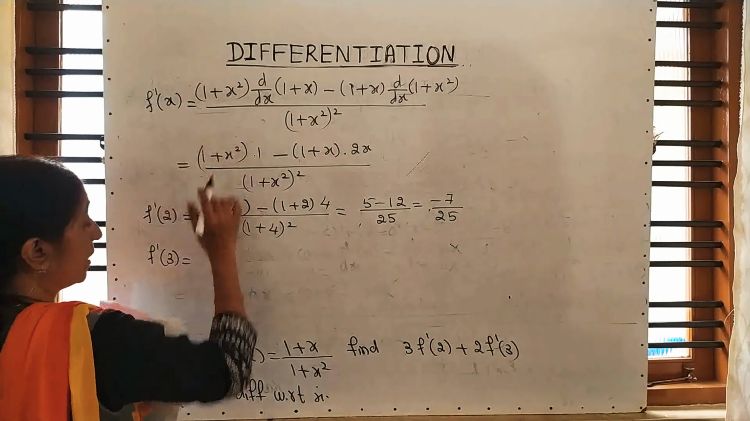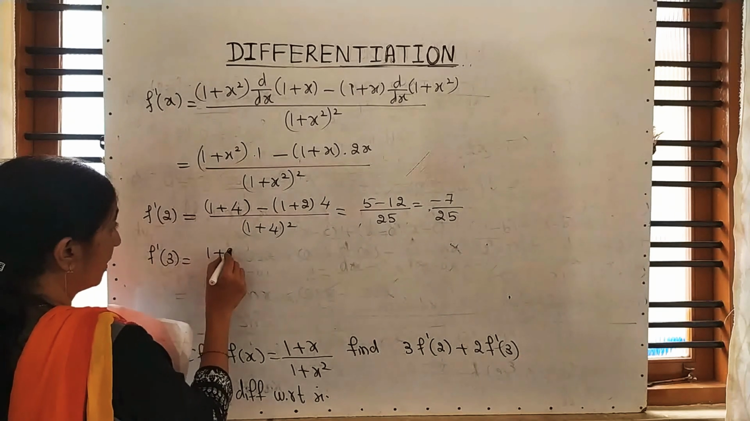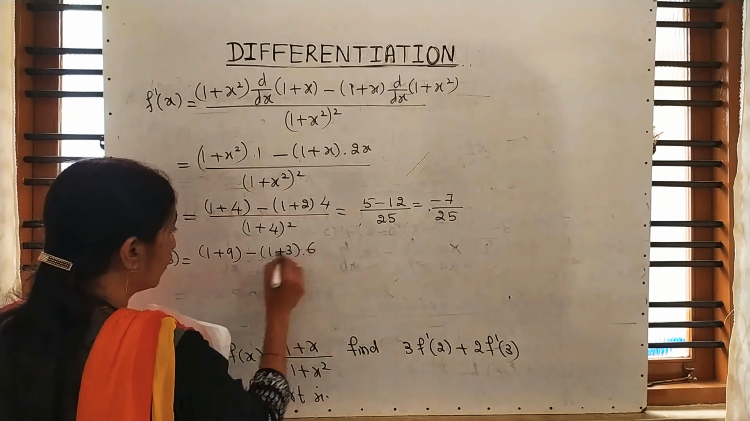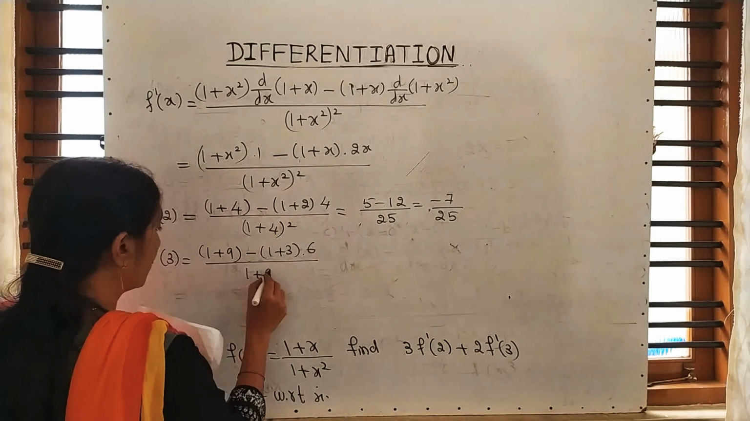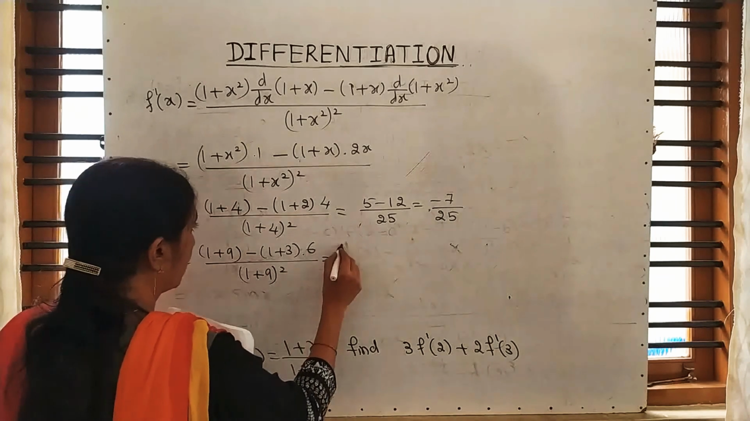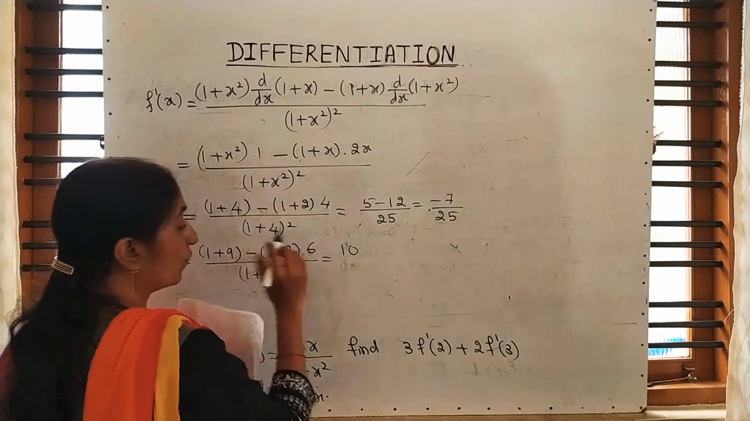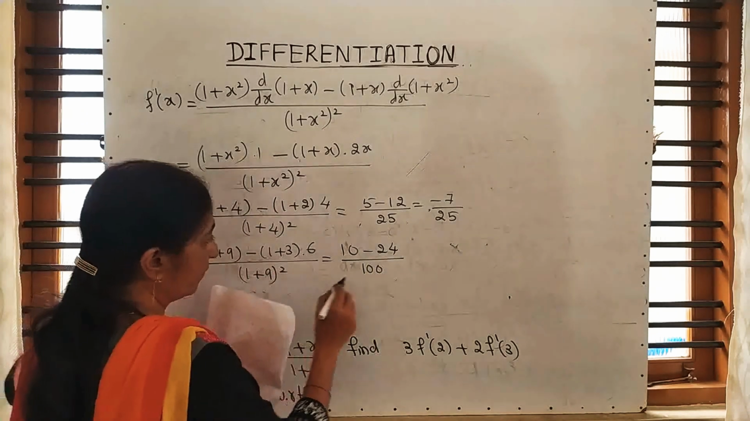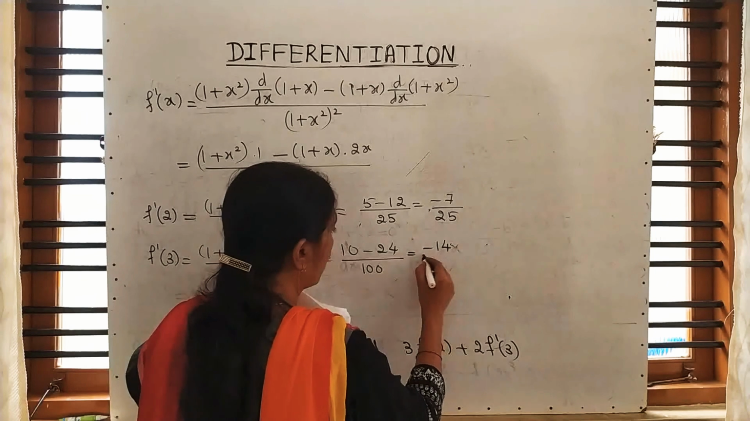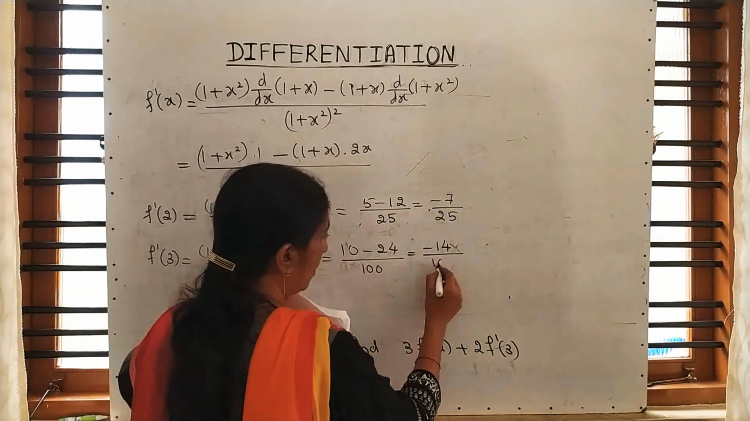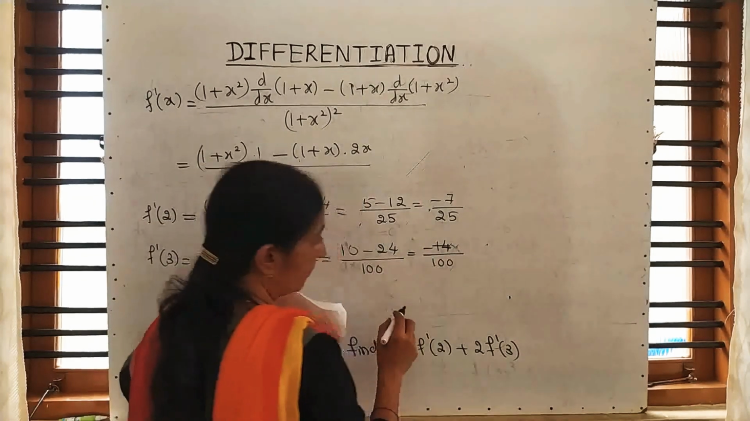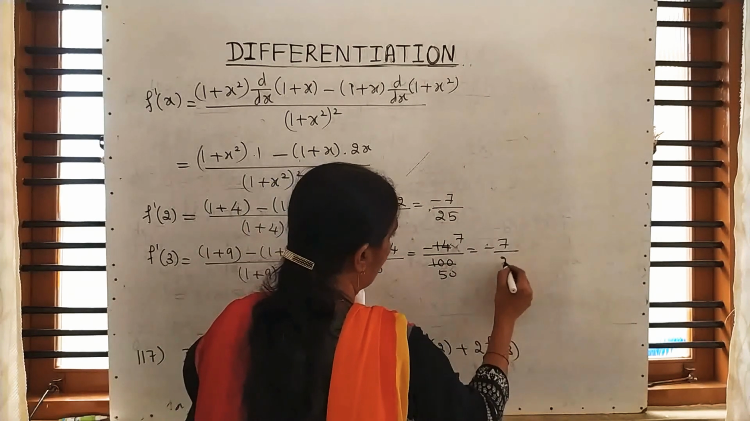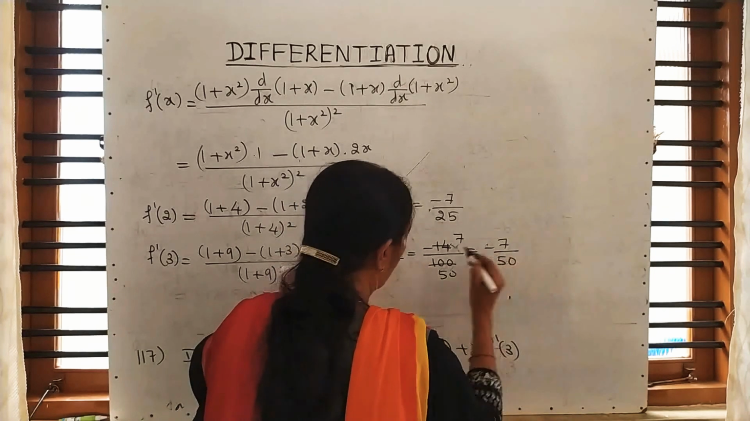1 plus 3 square is 9. 1 plus 9 minus 1 plus 3 into 6 divided by 1 plus 9 whole square. It is 10. 6 into 4 minus 24 divided by 100. 10 square. It is minus 14. 24 minus 10 upon 100. See any cancellation? Yes. Minus 7 upon 50.